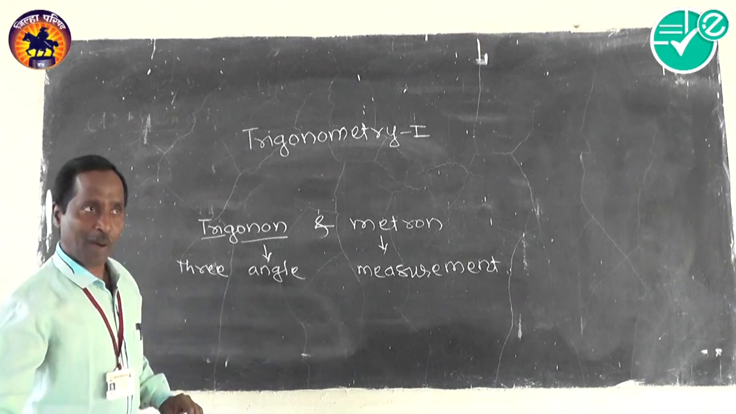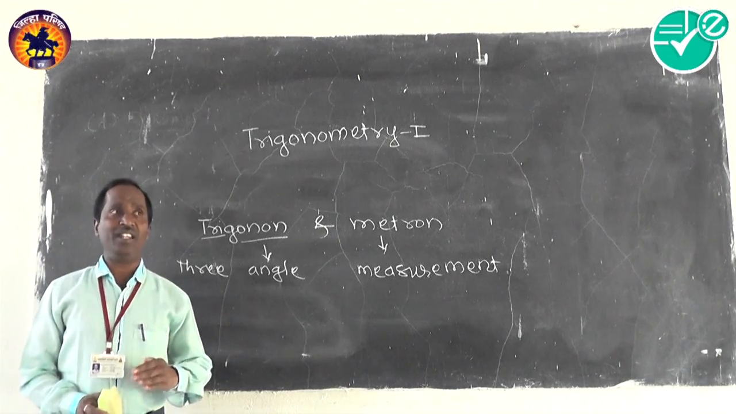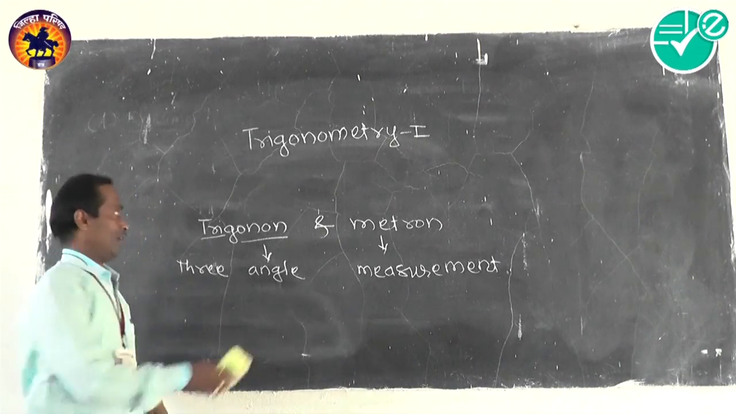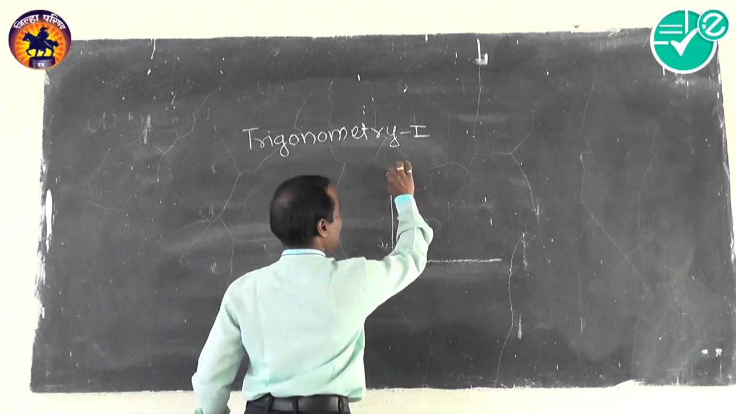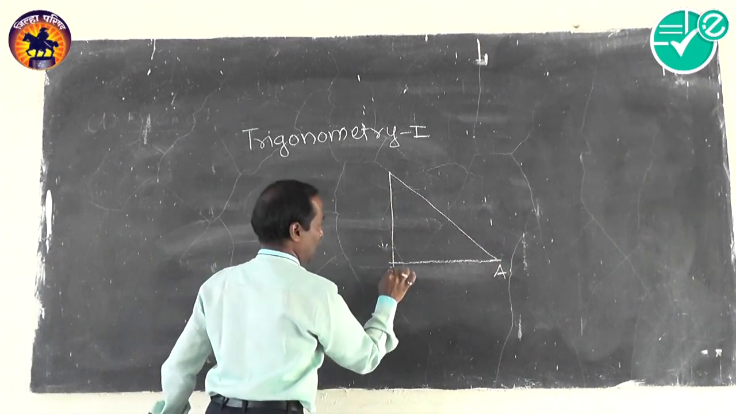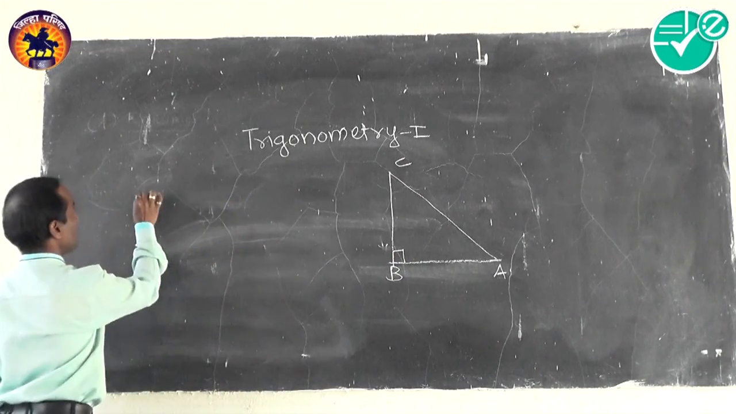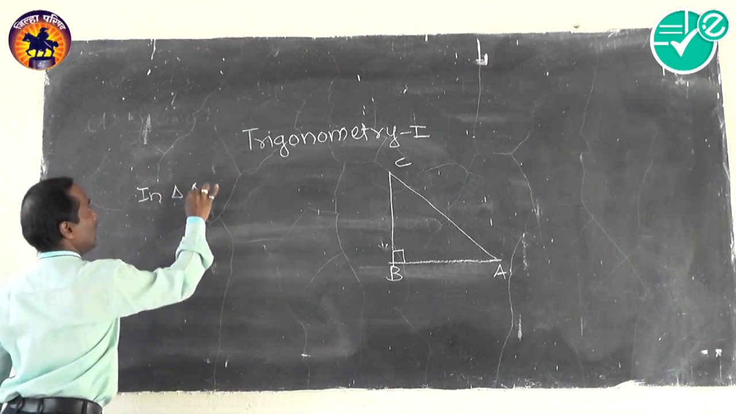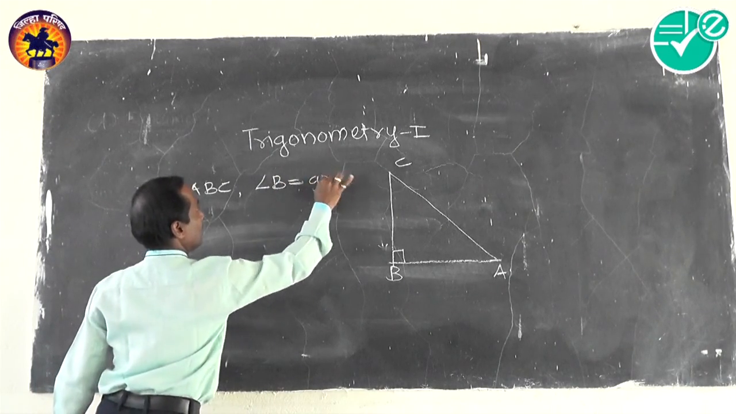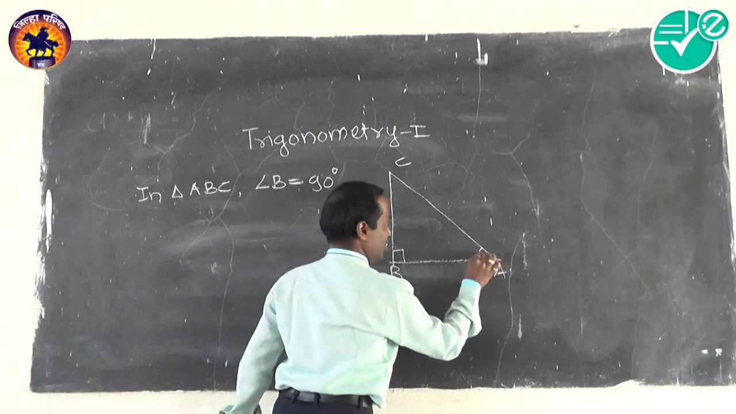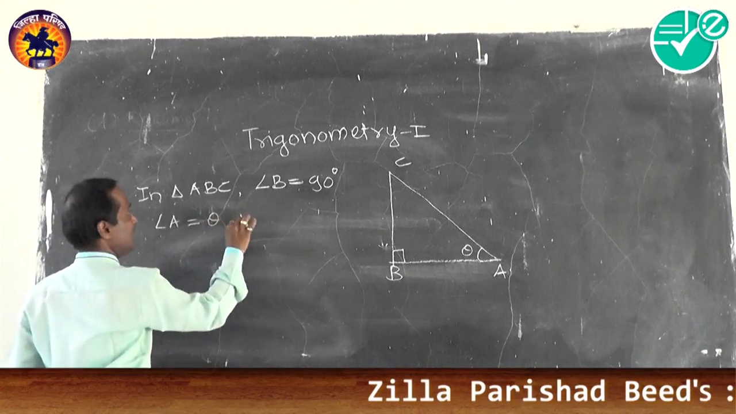So we have studied the trigonometric ratios in 10th class by using the acute angle theta in a right angled triangle. If we take the right angled triangle ABC, angle B is 90 degrees. In triangle ABC, angle B is equal to 90 degrees and angle A is theta. Angle A equal to theta is an acute angle.